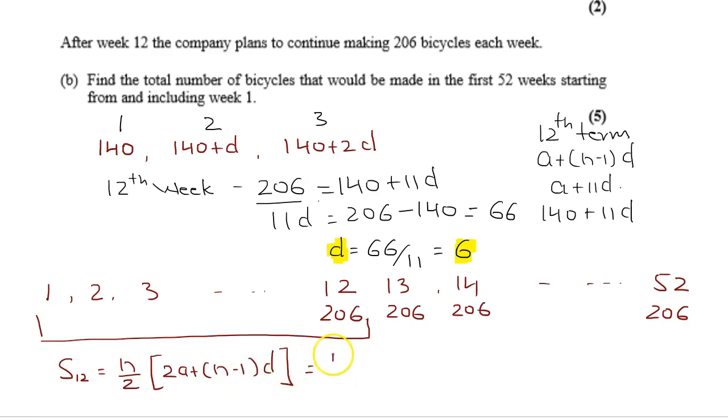So that is equal to n is 12 over 2, 2a is 2 multiply 140, plus n minus 1 is 11 and d is 6. So that is equal to 2076 bicycles the company has made during the first 12 weeks.